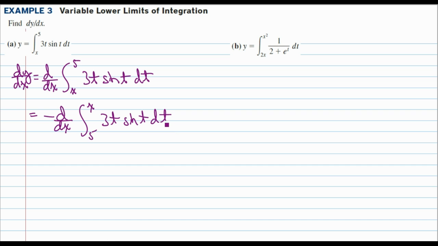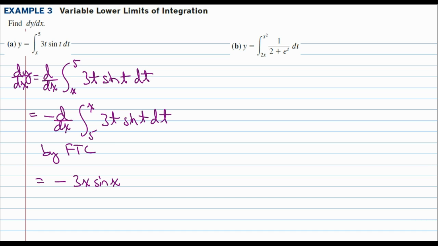sine of t dt. So now I am going to use the fundamental theorem of calculus and plug x in for each of the t's. Now technically I'm multiplying by the derivative of x, but that's just 1, so there's my answer.